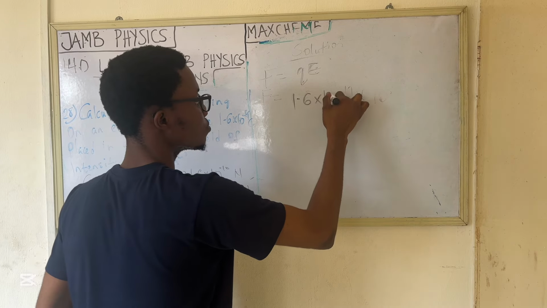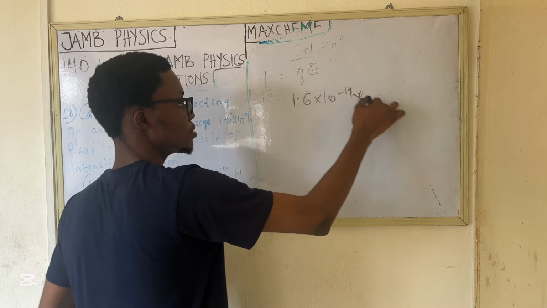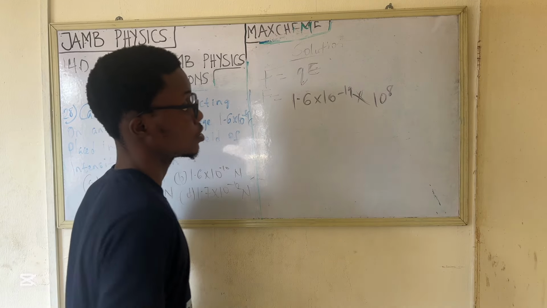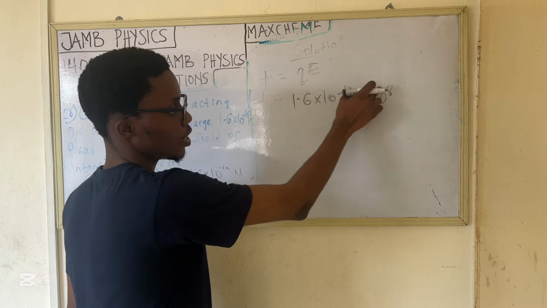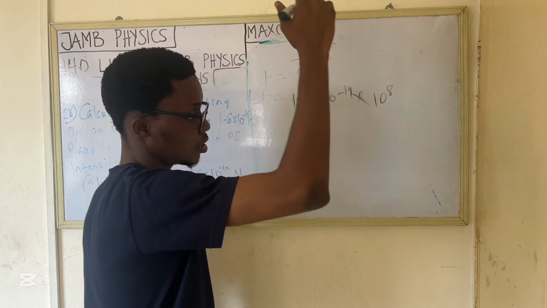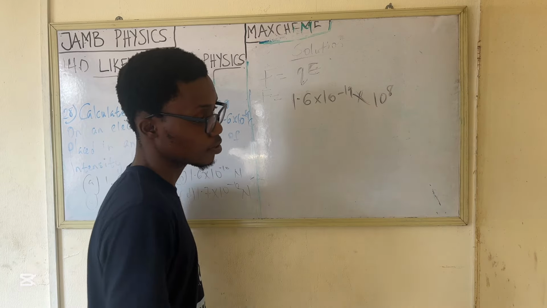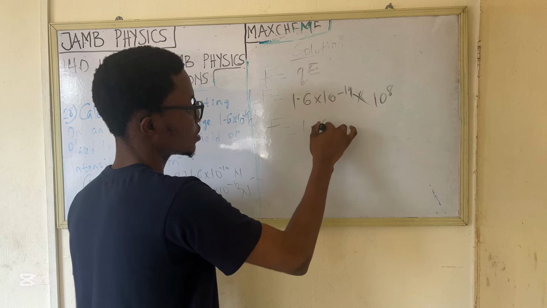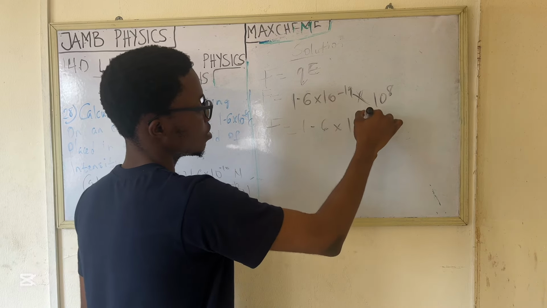(1.6) times 10 raised to power minus 19 times 10 raised to power 8. Now from your indices, you know the logic. This is plus, so you add the powers. Minus 19 plus 8 gives us minus 11. So from here you have F is equal to 1.6 times 10 raised to power minus 11.